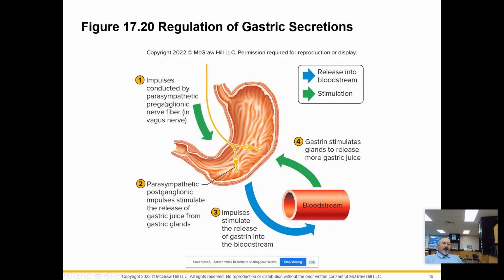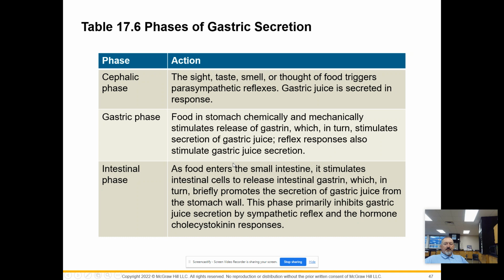So as impulses from the parasympathetic preganglionic nerve fiber, or the vagus nerve, nerve 10 of the brainstem, come off, you're going to see it have its response here. Parasympathetic postganglionic impulses stimulate the release of gastric juices from the gastric glands. After that, impulses stimulate the release of gastrin into the bloodstream. Gastrin stimulates the release of more gastric juices. So we're going to see positive feedback here, and this is going to cause more and more breakdown.